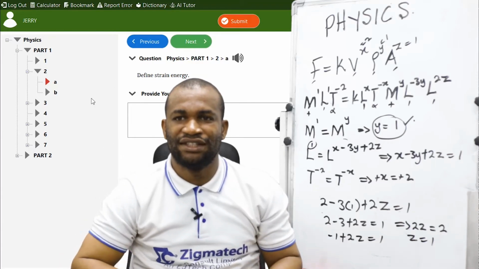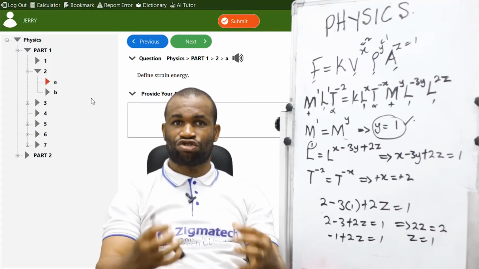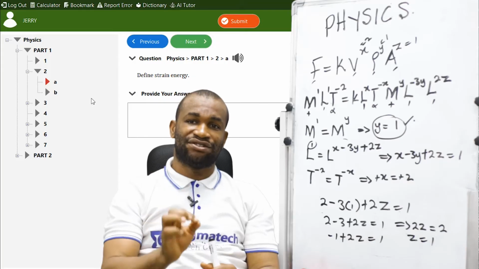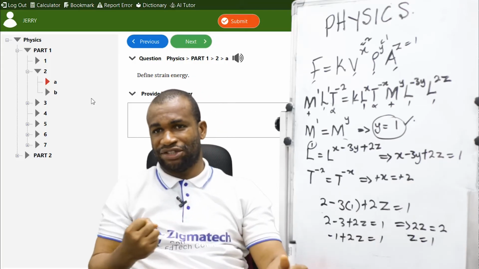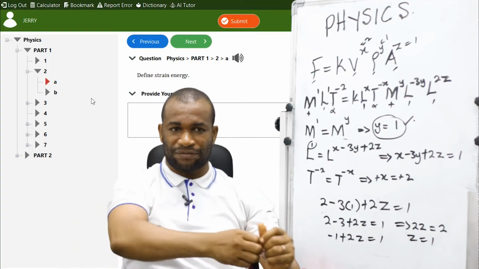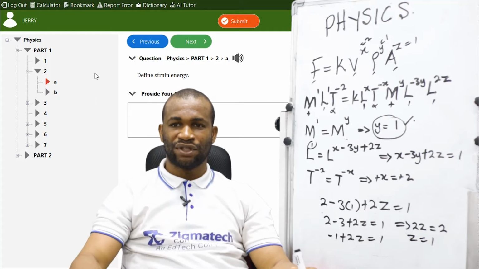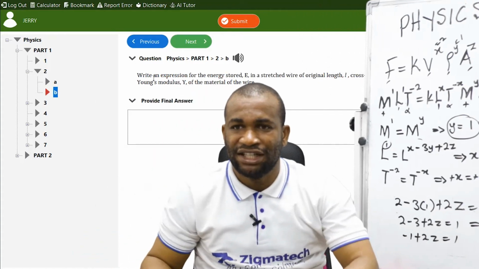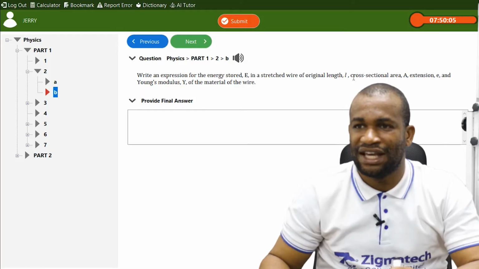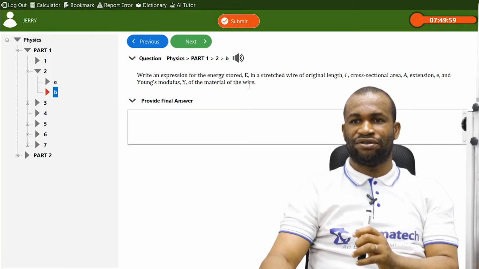Okay, the next question says define strain energy. Strain energy is simply the energy stored in an elastic material because of the force applied on the material. So when you stretch the body, it expands. The energy stored in it due to the force stretched, that potential energy, is called strain energy. In the B part, it says, write an expression for the energy stored E in the stretched wire of original length L, cross-sectional area A, extension e, and the Young modulus Y of the material of the wire.